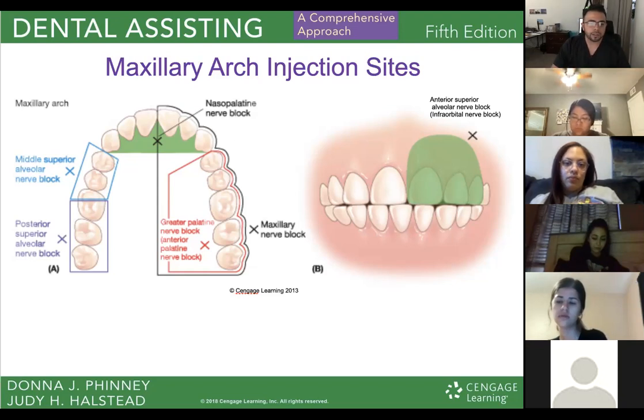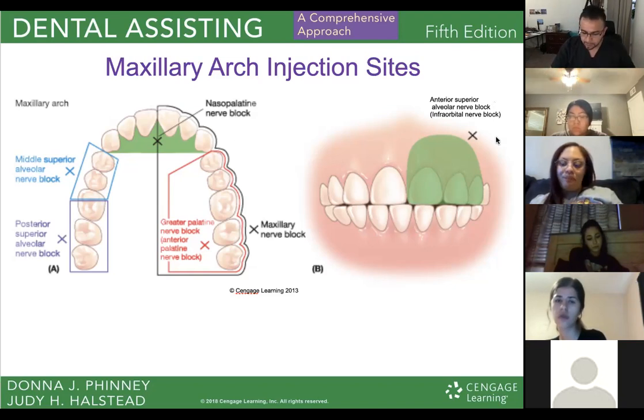The first one we're going to go over is called the anterior superior alveolar nerve block, fancy word, right? Or an infraorbital nerve block. And what this one covers is, let me get to my pages.